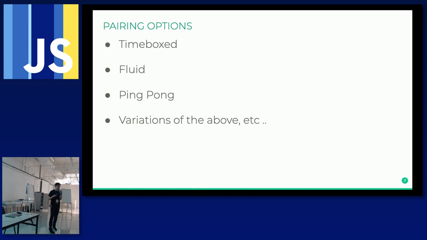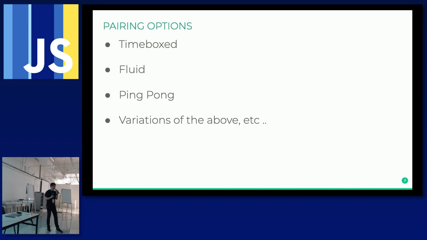The first one is time box. Time box means when two persons come together, one person would be writing the test and writing the code for X amount of minutes. When the time finishes, you swap the role so that the partner now becomes the one who drives, whereas the other one will just be the partner. That's time box. It's up to you to figure out what works for you in terms of time box. Some people try the Pomodoro technique. There are variations to that.